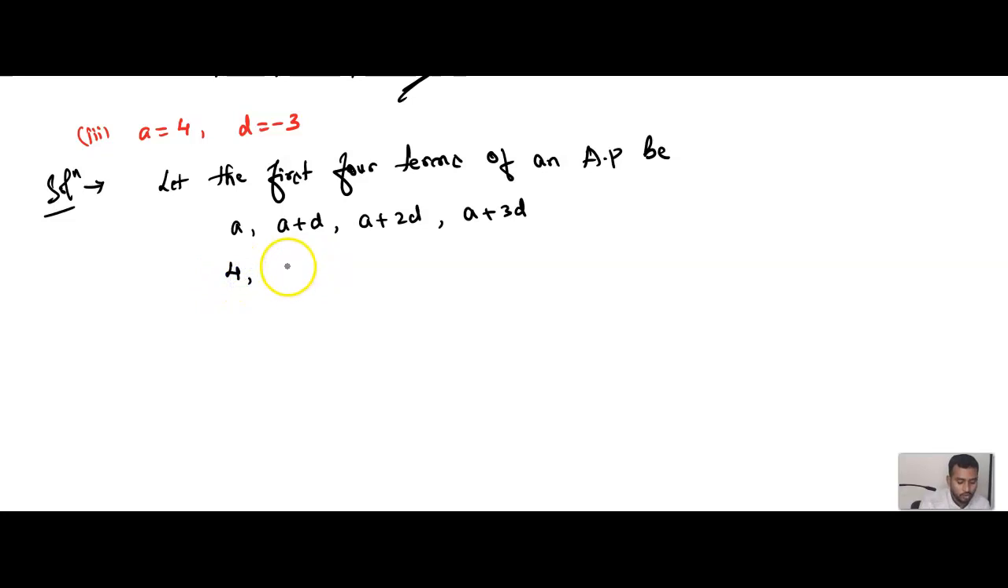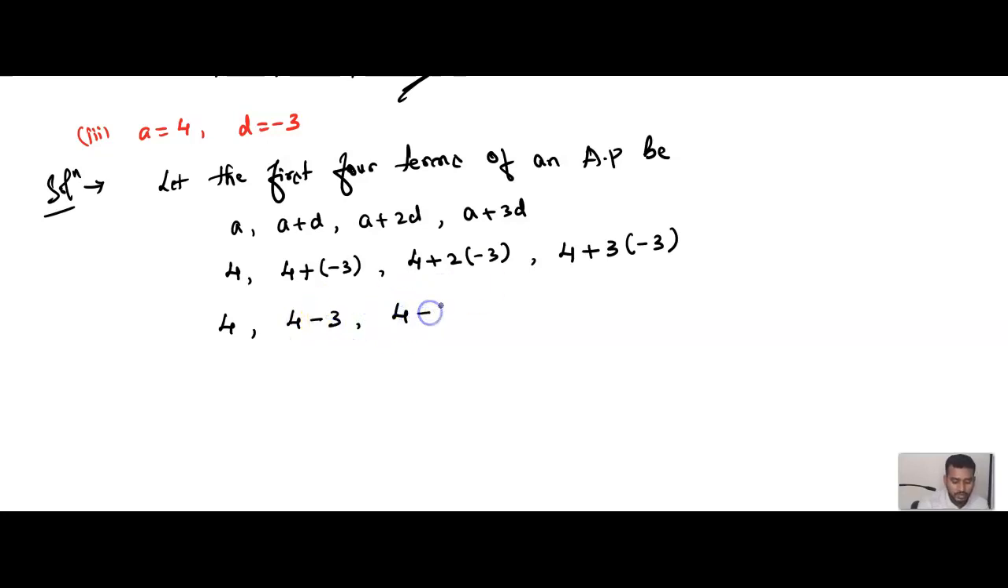That is, a value is 4, plus d value is minus 3, we write in bracket minus 3. Comma, a value is 4 plus 2 into the value of d, minus 3. Comma, a value is 4 plus 3 into d value, we write in bracket, that is minus 3. Then 4 comma, 4 plus into minus is minus, 2 threes are 6. Comma, 4 plus into minus is minus, 3 threes are 9. Done. Then again 4 comma, 4 minus 3 is 1.